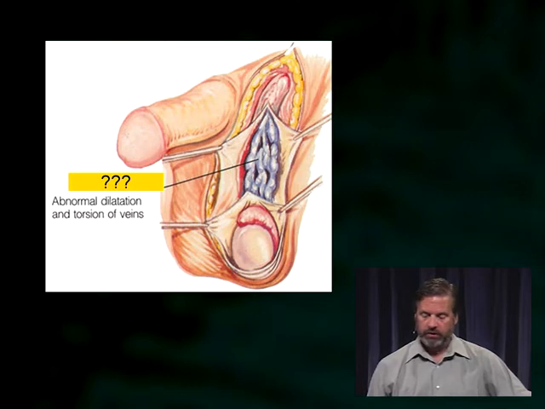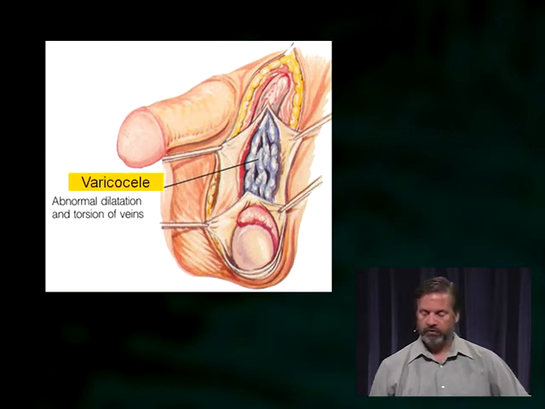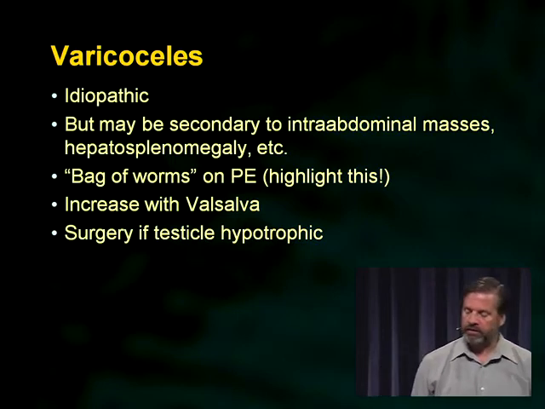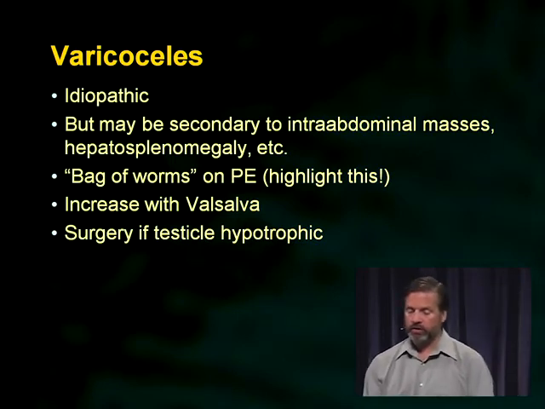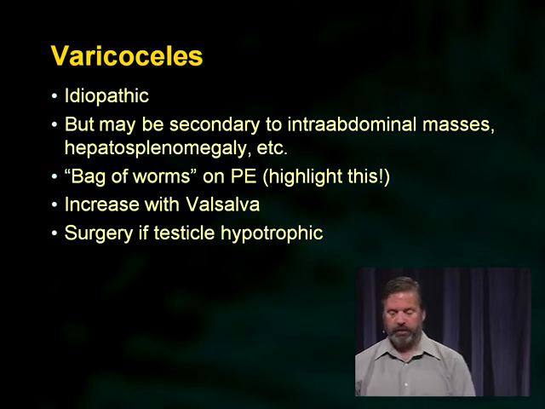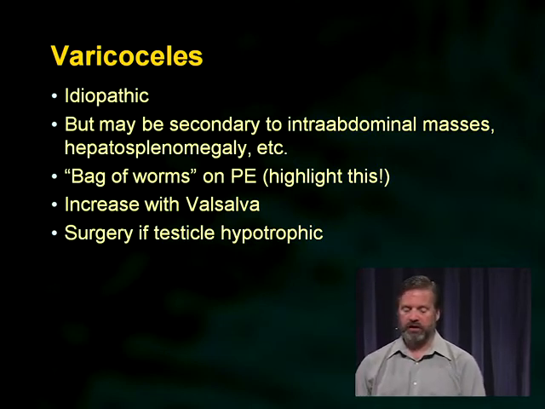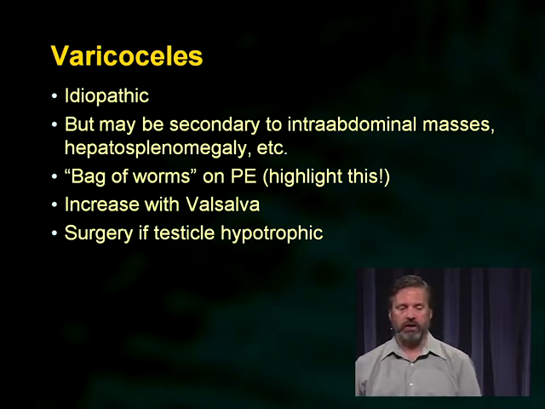Okay, what are we dealing with here? It's an abnormal dilatation and tortuosity of veins, sometimes described as a bag of worms. It's a varicocele. It's idiopathic. Nobody knows what causes it. On the physical exam, the question tends to highlight that it feels like a bag of worms and increases with Valsalva. So if you ask the patient to Valsalva, you might notice it more. And then you may have to engage in surgery if it's affecting the development of the testicle.